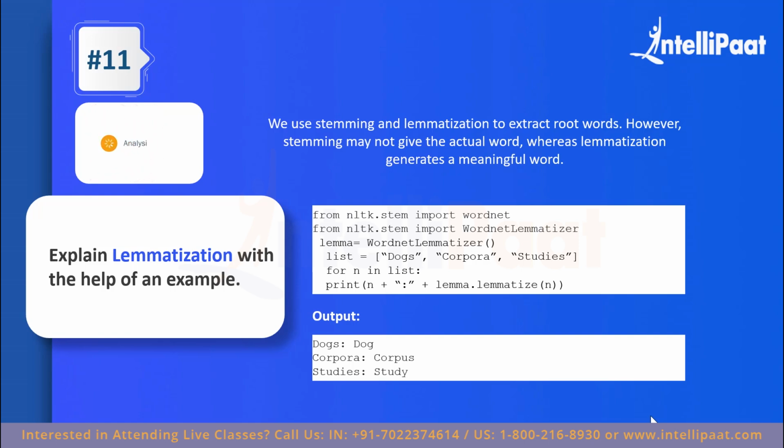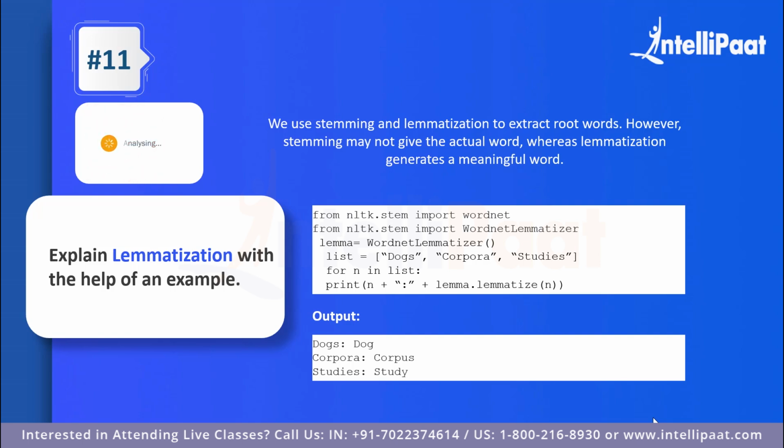Then we have to create an object for WordNetLemmatizer. For this, we'll use this lemma for lemmatization, and we'll use this method WordNetLemmatizer. We'll give the list as dogs, corpora and studies. So we'll implement the logic: for n in the list, where n is the element. Then we have to print n plus the word that we have lemmatized.